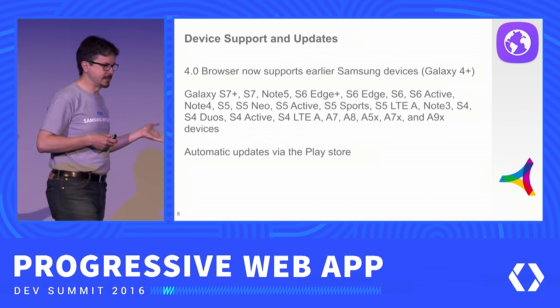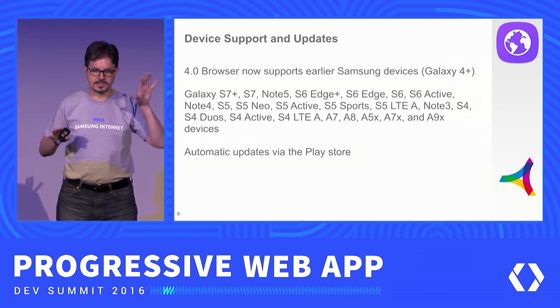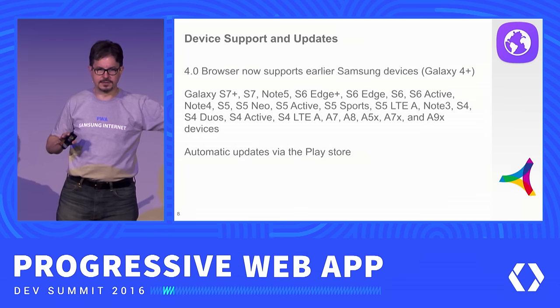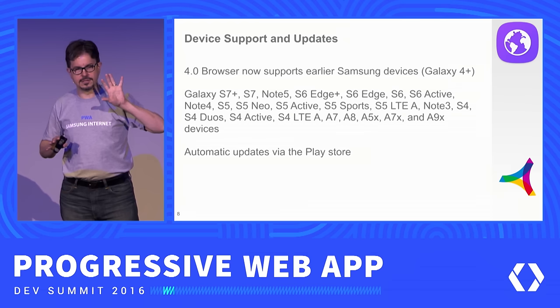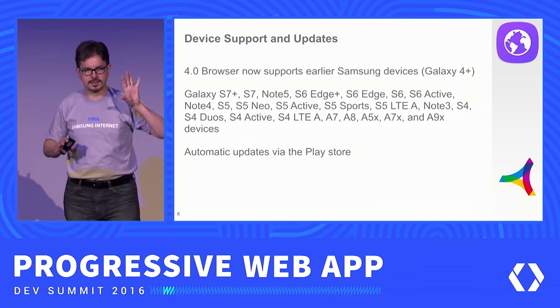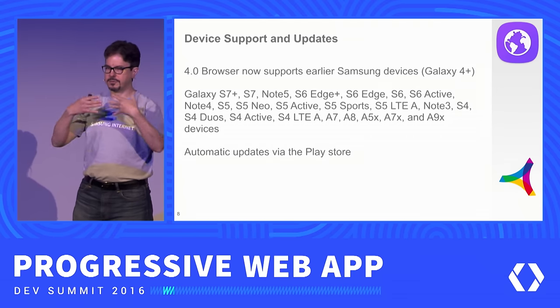So importantly, Samsung Internet also supports not only the latest and greatest Samsung devices, but it's also backported to a whole bunch of previous generation devices. That's something new for Samsung. Another thing that is new is that updates are not linked to firmware releases. So now we have automatic updates that are rolling out through the Google Play Store, and that is best practice, and that's something that changed with the release of the 4.0 browser earlier this year, which also included progressive web app support and push notifications.